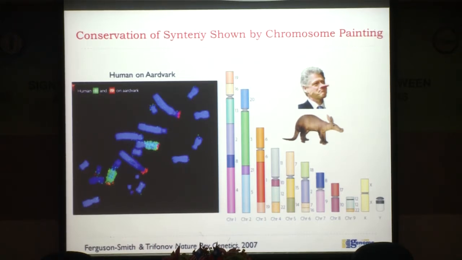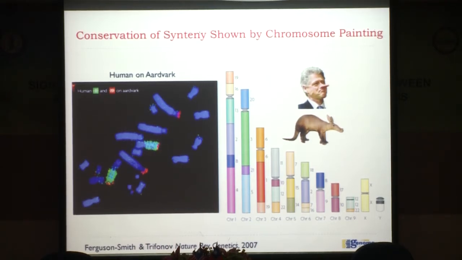Now, that's a great method if you want to do pairwise painting between many, many different mammalian species, and that was done. The problem is that this is an extremely low resolution method. If you really want to understand what the genes are within the blocks and what's happening at the evolutionary breakpoint regions, you need to go to much higher resolution. You need to have maps for different species, and you need to have sequence.